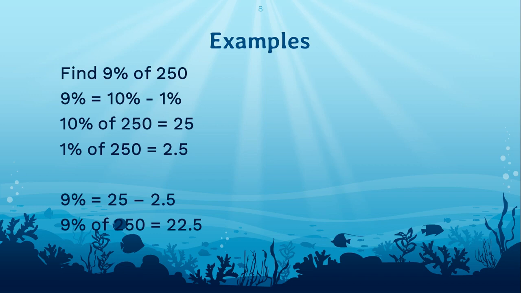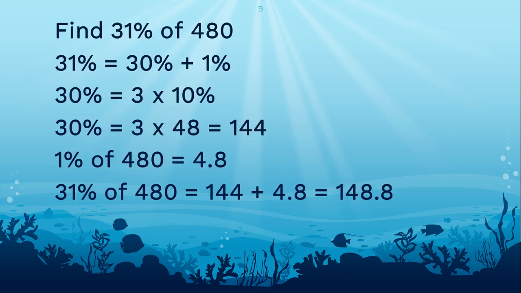Solving for 9%, we need to subtract 1% from 10%. That also means we subtract 2.5 from 25, and therefore the answer for this is 22.5, or 9% of 250 is 22.5. Another example, we are asked to find 31% of 480. So we break 31% into 30% plus 1%, or that can also be broken into 10% plus 1%.